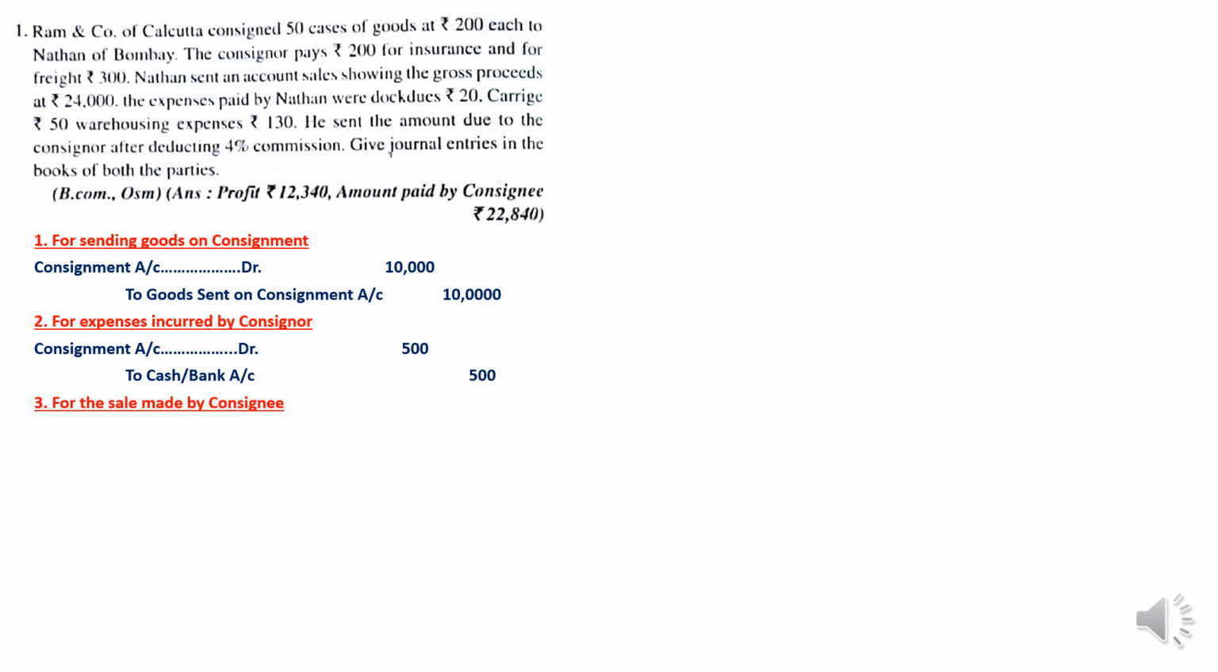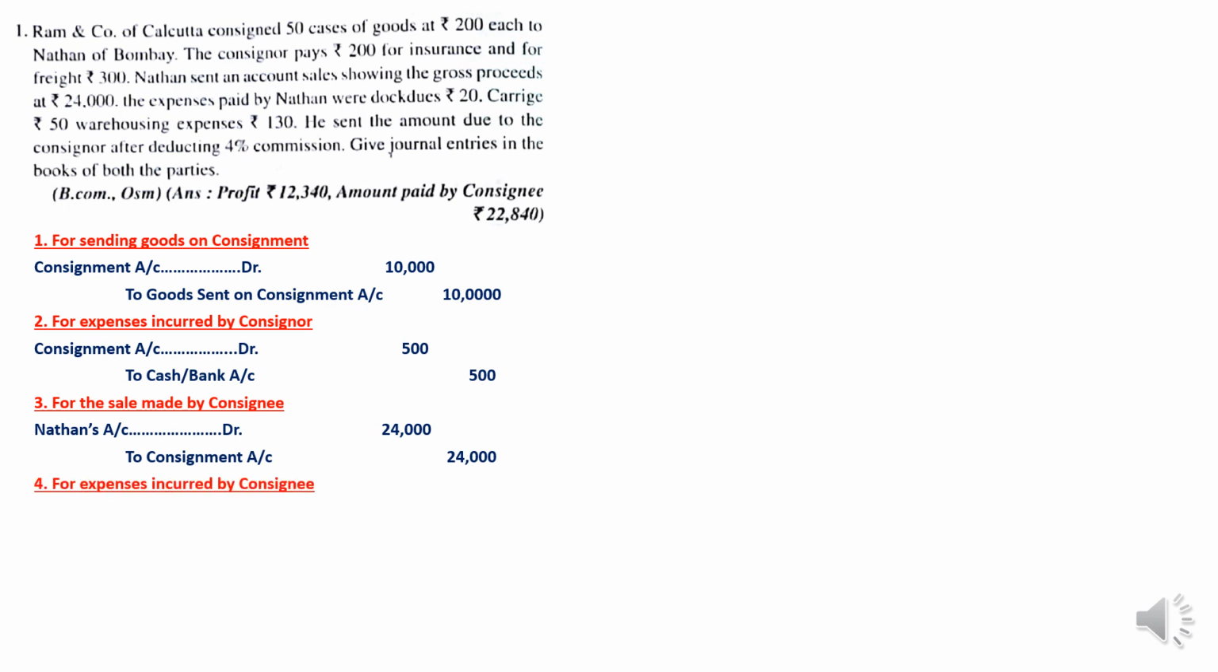Next, for sales made by the consignee. Consignee sold the material, right? So for that we will pass the entry as it is sold by consignee. Therefore, consignee account will come into the picture. That is Nathan account debit to consignment account. So it will be credited in consignment account and debited to Nathan account, consignee account.